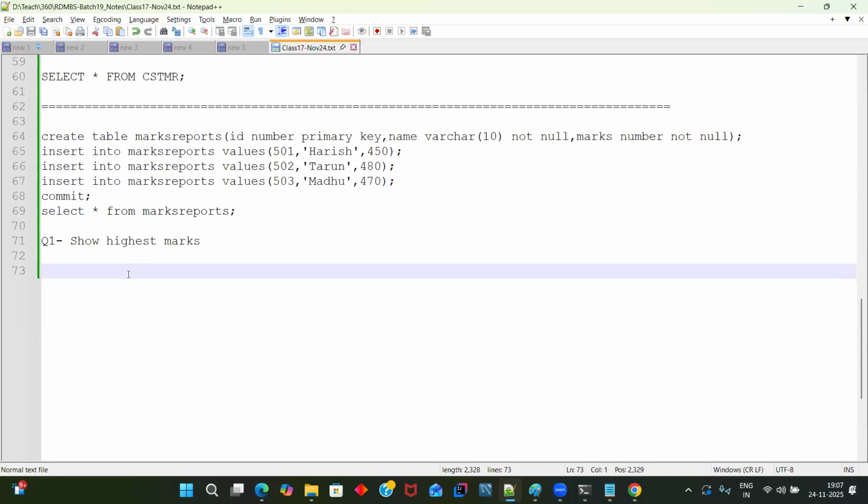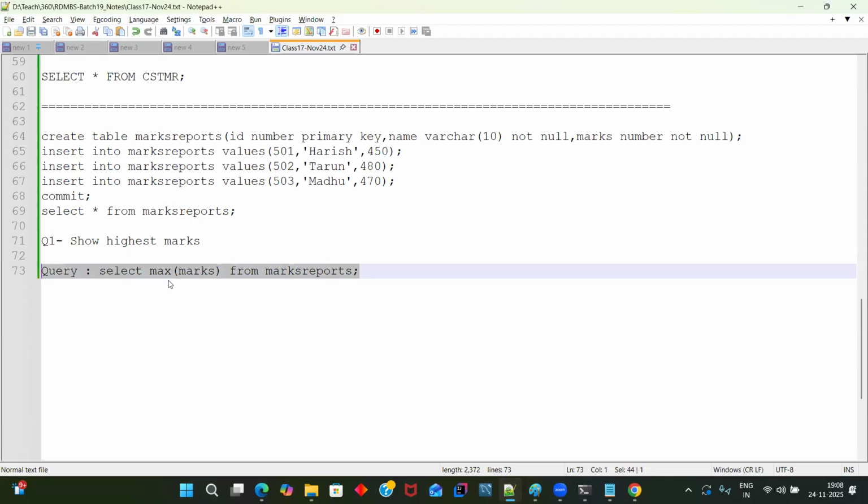Guys, am I audible? Yes, sir. Select marks from. Are you sure? Select star from. No. Or max. Correct. You should say select max of marks from your marks reports, correct? Right. This is the query, how to write it.